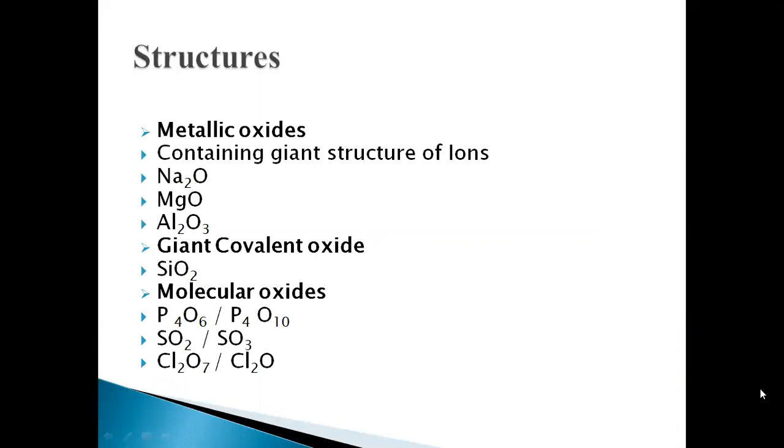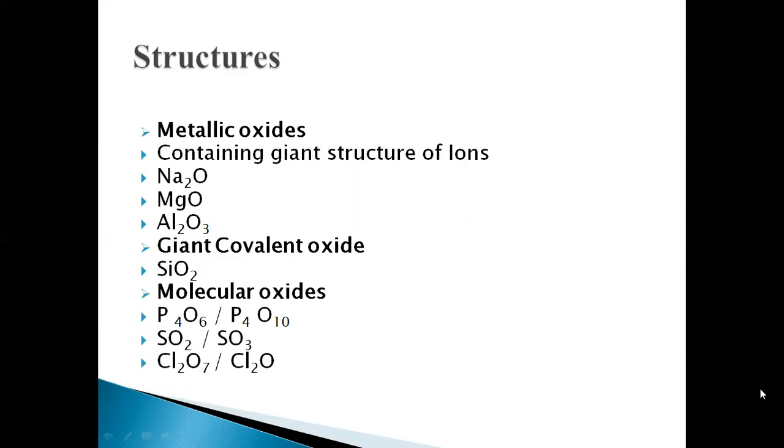Then, when we talk about the structures of the third period oxides, we have three kinds of oxides. The first one is the metallic oxide, then giant covalent oxides, and the third is the molecular oxide. In metallic oxides, you have giant structures of ions that form an ionic compound. That includes the oxides of the first three groups: sodium oxide, magnesium oxide, and aluminium oxide. These are all metals, so they form the metallic oxides.